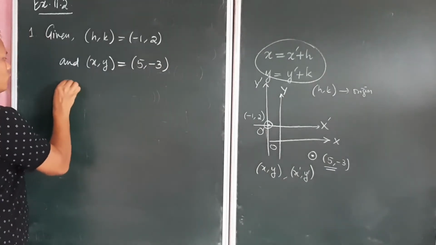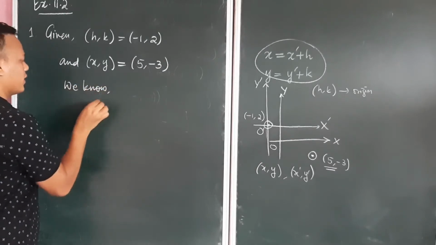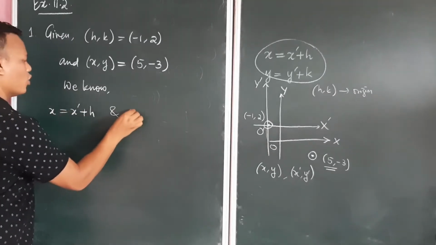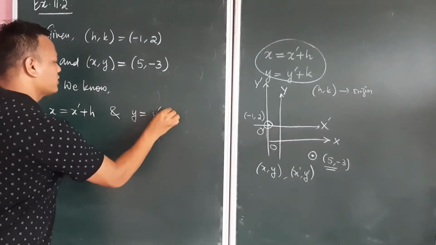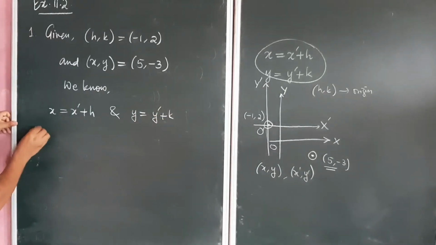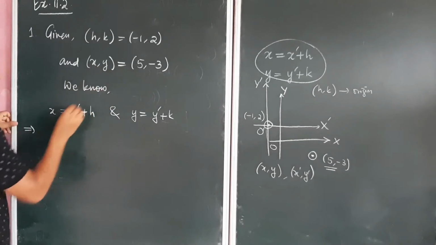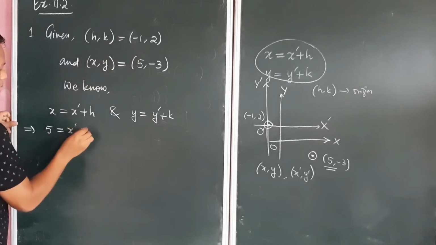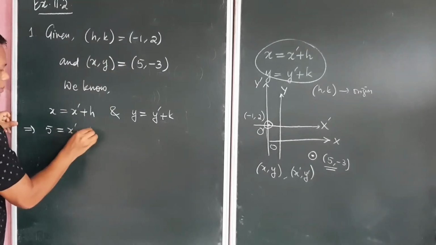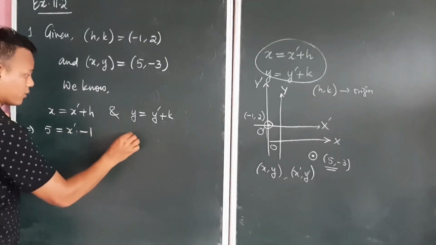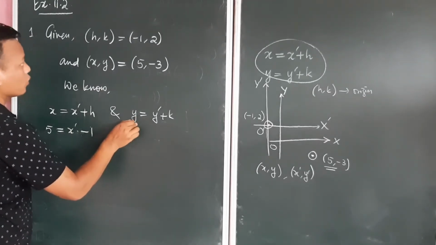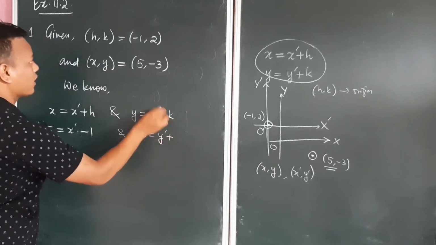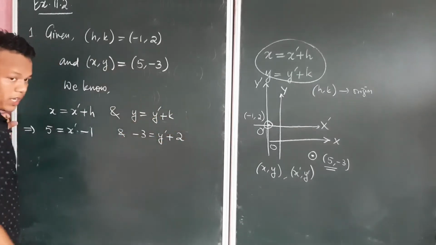We know that x can be written as x dash plus h and y is equal to y dash plus k. Let us put in the values. What is x? x is 5, and we need to find x dash. So x dash plus h, how much is h? h is minus 1. And y is minus 3 equals y dash plus k. How much is k? k is 2.